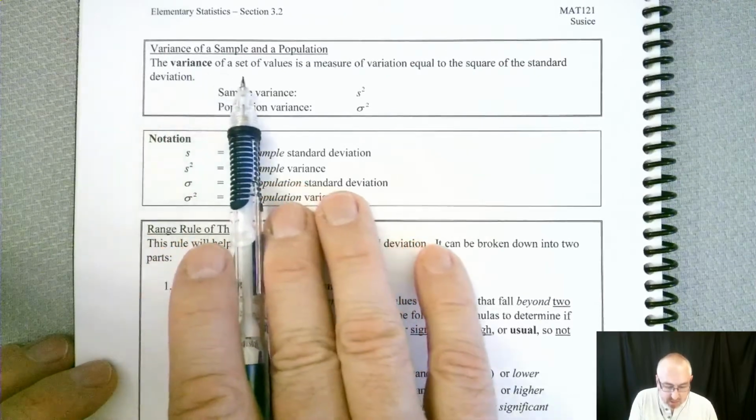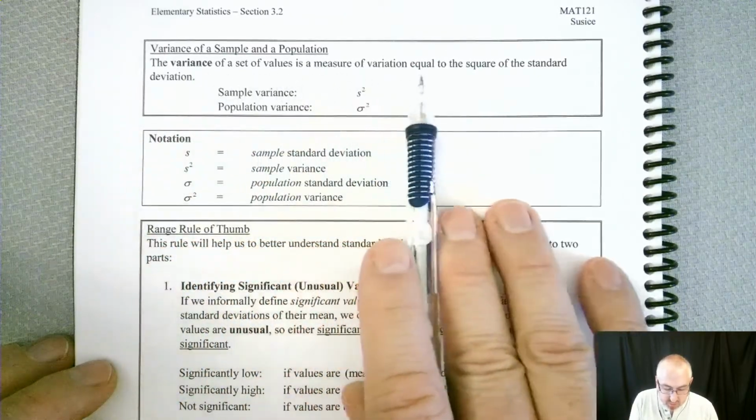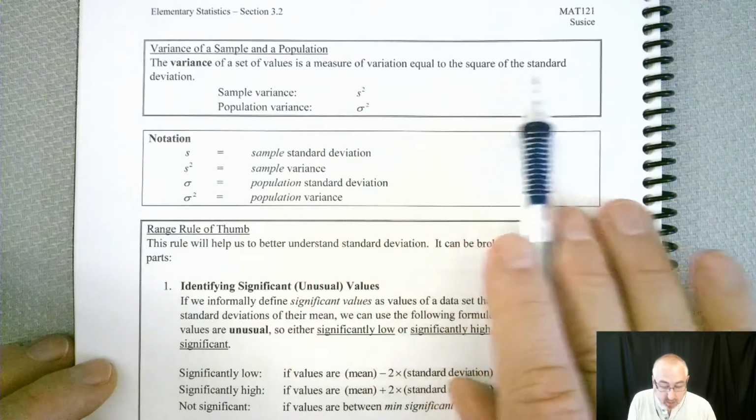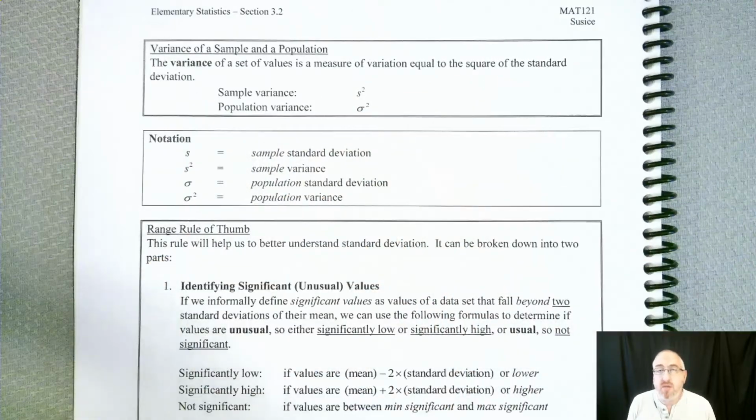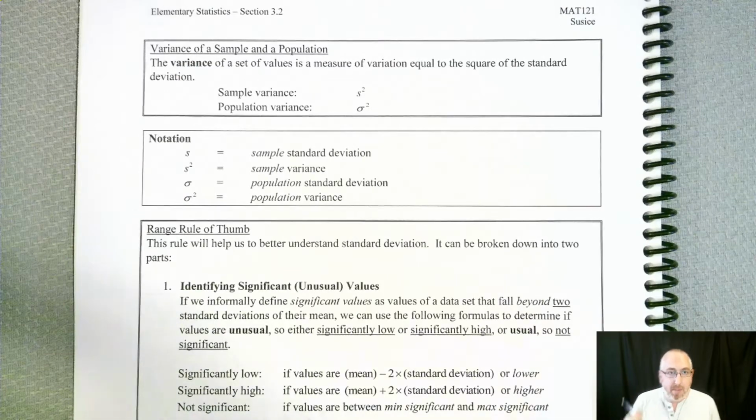So the variance of a set of values is a measure of variation equal to the square of the standard deviation. So it's very quick to find. If you have the standard deviation, you've calculated it, all you have to do is basically go back to the previous step before you square rooted it, and that is the variance. Like I said, I'm not going to get into the details about what it's actually measuring and whatnot, but it is an important feature when you're doing some analysis. So be aware of it when you're asked about it in the homework.